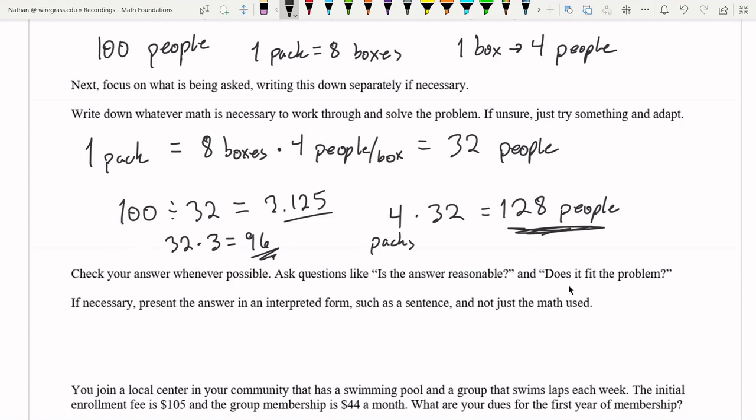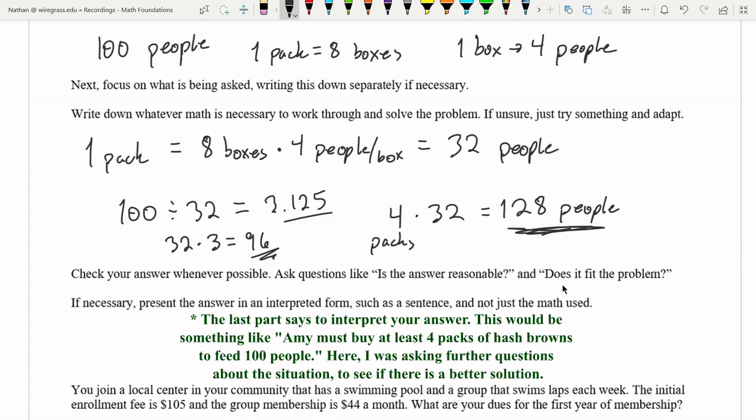The real question should be, does it fit the problem? I mean, all those questions really make sense here. The real thing that I'm seeing here is that we are way over purchasing. That's what I notice here.